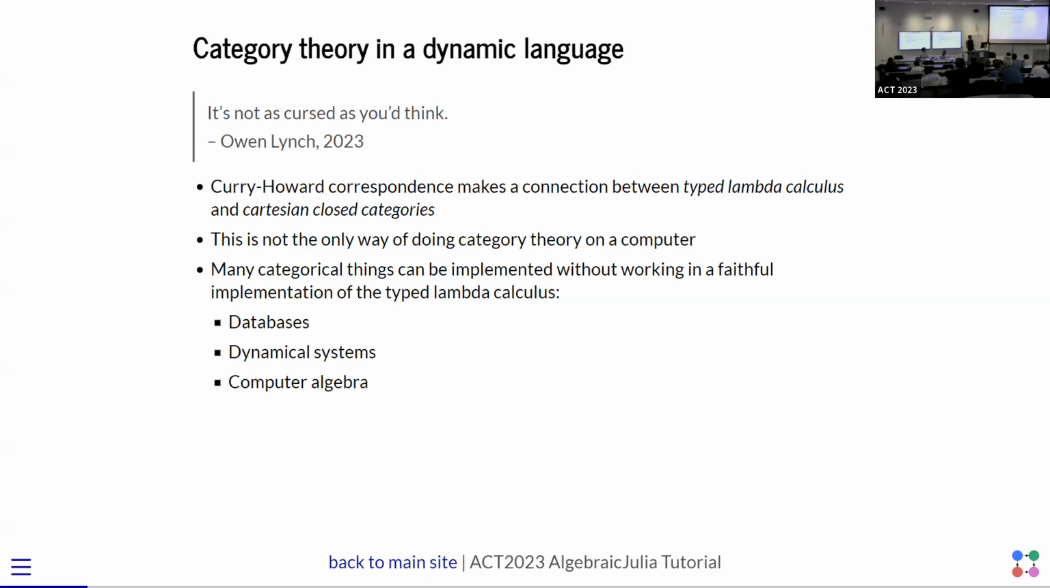There are lots of categorical things which can be implemented without working in a faithful implementation of the typed lambda calculus. The things that we do in CATLab, among other things, are mostly databases, dynamical systems, and computer algebra. With databases and dynamical systems, having mutation is really useful because you want to mutate your databases and you don't want vectors in your dynamical systems to be linked lists. And then the third thing is computer algebra, where having dynamic types is useful.